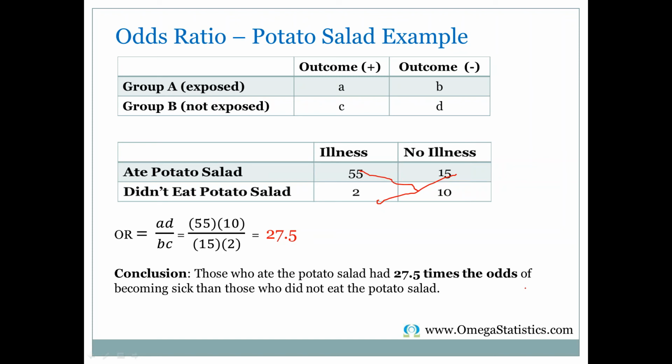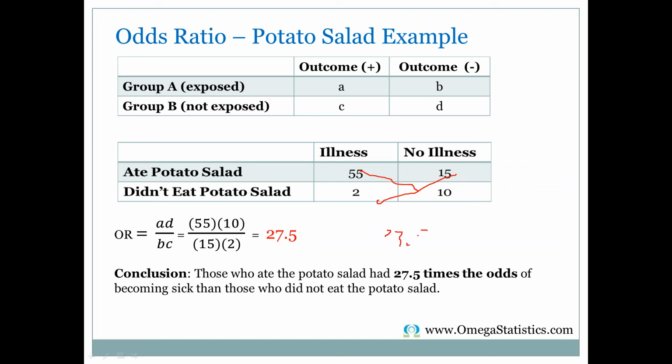So sometimes what you can do is similar to what you can do with the risk ratio. If I have an odds ratio that's bigger than 1, I can subtract 1 from it, multiply it by 100, and turn it into a percent. So in this case, I would take the 27.5.